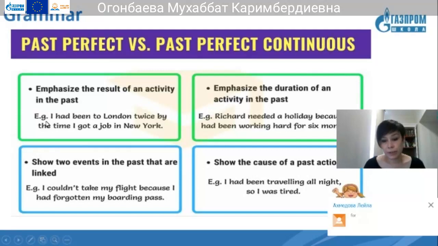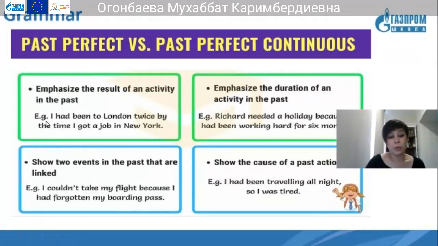Also, we use past perfect continuous, good Leila, when we want to show the event in the past. Otherwise, when we want to show the cause of the action from the past to the past simple.